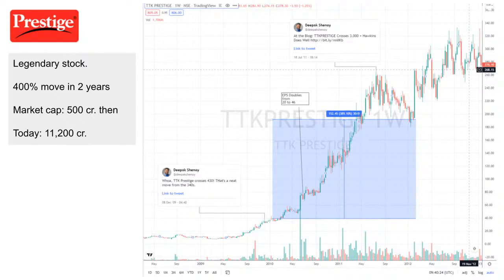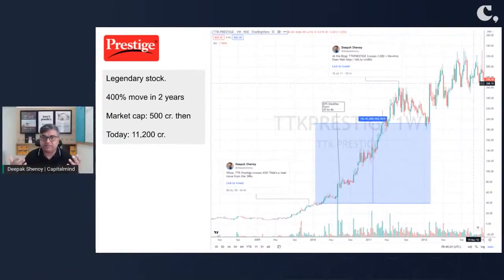Hawkins, the other large pressure cooker company, was getting famous in the north. Prestige was getting famous in the south for their pressure cookers, and then there were these ads and brands and all of that stuff. This company went on to make 3,000 rupees, which is now 300. In the chart, you'll see it says 300, but it was 3,000 rupees at the time, from 430 rupees in a rough space of 1.5 years.